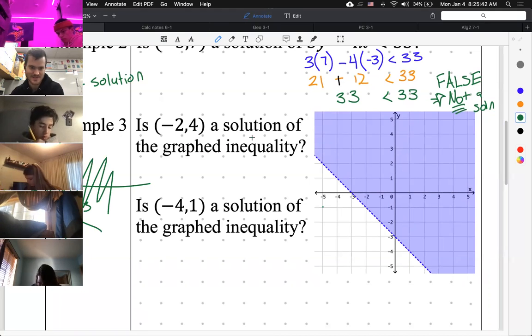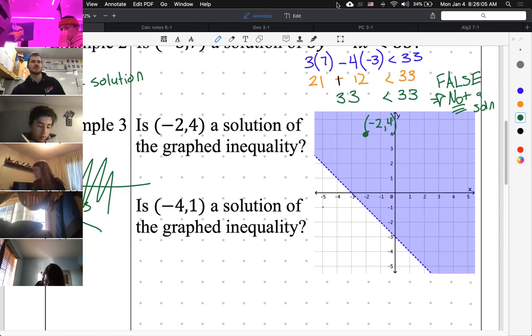I know sketching isn't super precise, but (-2, 4), if I come over here, -2 means left 2 right here, and then go up 4, 1, 2, 3, 4. (-2, 4) is this point right here. And again, you can sketch this in your notes and label this. This is (-2, 4). Is this a solution? That's the question.